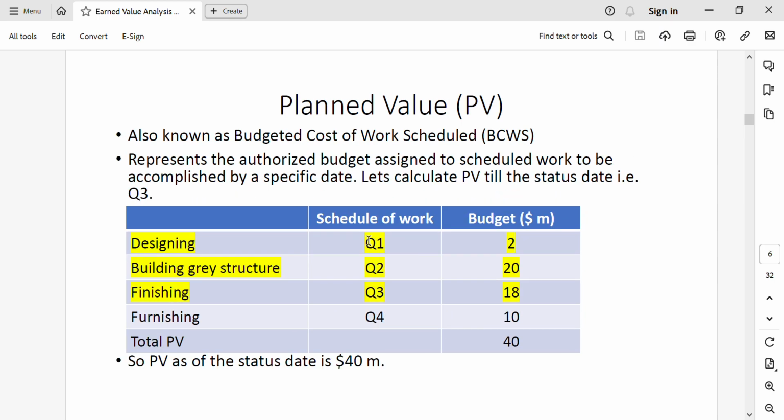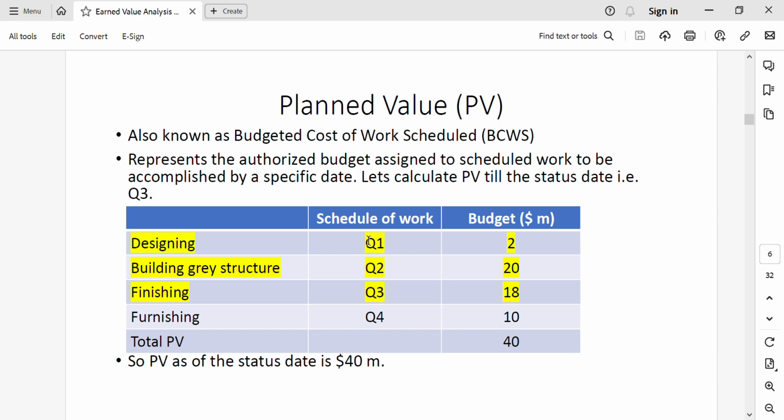Planned value is also known as budgeted cost of work scheduled, BCWS. It represents the authorized budget assigned to scheduled work to be accomplished by a specific date. In our case, it is end of Q3. So let's calculate planned value in our case. Since status date is end of Q3, we will consider only those work packages which are scheduled to be accomplished by the end of Q3.